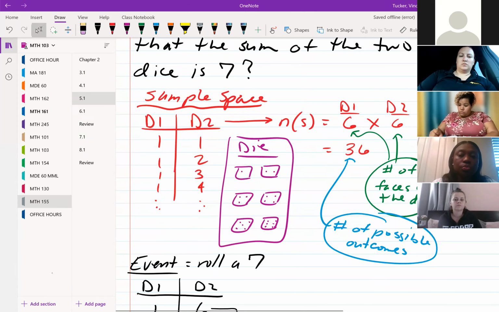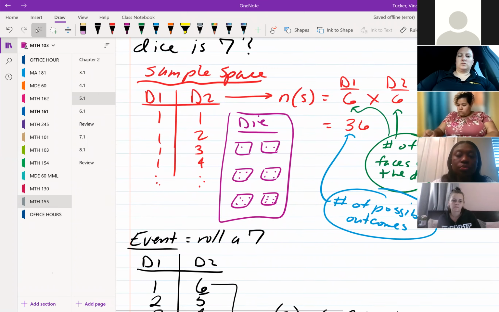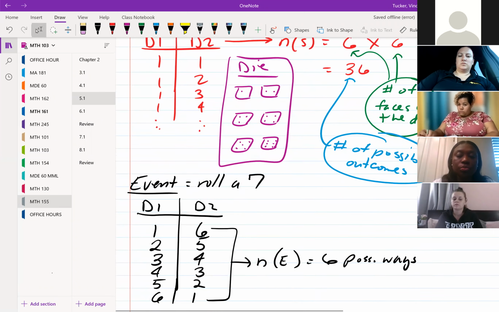Scrolling up. All right, so we want to know how many different ways you can add the two numbers up and get 7. So we will look at all of those possibilities. Our event is a roll of 7.